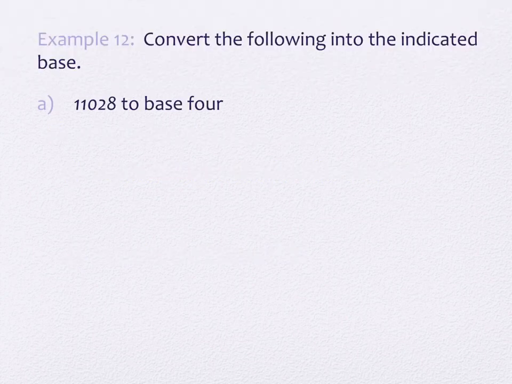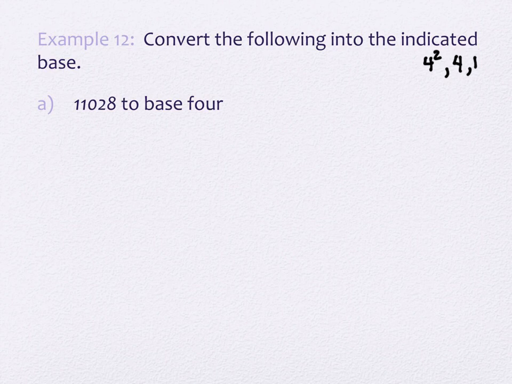Okay, so here's our first example. I have 11,028, and we're turning it into base 4 things. So what I need to do is figure out what the base 4 powers are, because that's what I need in order to make this work. We're going to work from right to left. I have the 1's place, and then the 4's place, and then 4 squared.